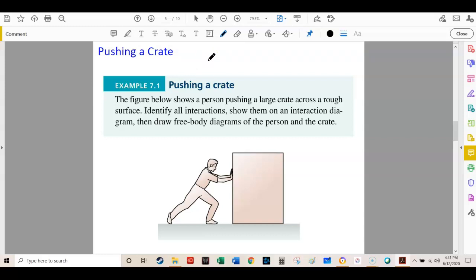So you have a person pushing a crate, okay? So we're going to do free body diagrams on both the person and the crate here, right? And don't forget that both are touching the ground, okay? So what I want you to do is consider all the forces working on the person and all the forces working on the crate. And I want you to list all of the objects that are physically touching the person and all the objects physically touching the crate.